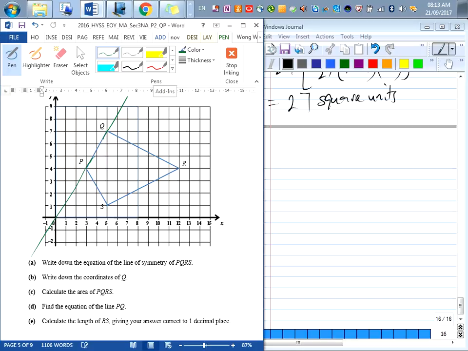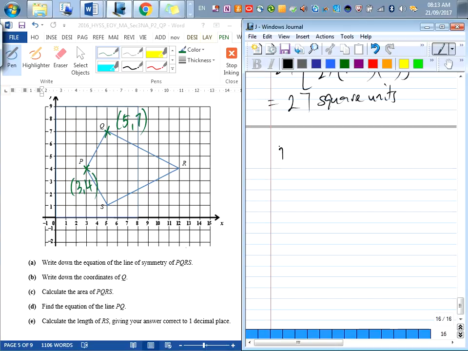Is this diagram drawn to scale? Did they say whether it's drawn to scale? No. So whatever I read off the y-intercept over here may not be accurate. Okay, so in order not to confuse ourselves, we don't draw it. Okay, now to find the gradient, I need two sets of coordinates. And over here we said that this is 5, 7. What are the coordinates over here? 3, 4. Now I can find the gradient, right?